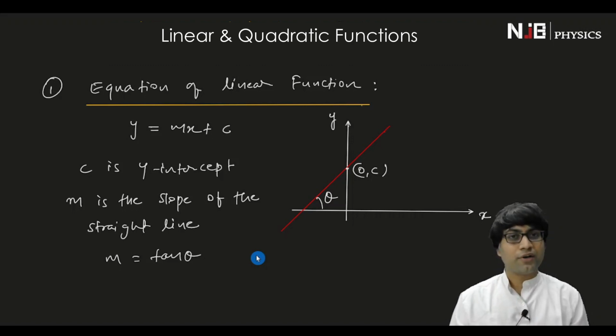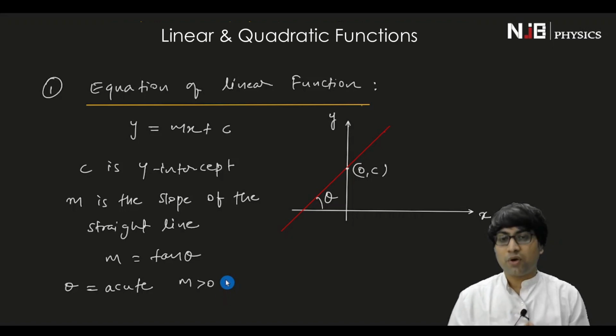And therefore, correspondingly, if this theta is acute, as you can see in this figure, then the slope is going to be positive. Why is this positive? Because we know that tangent of any angle between 0 to 90 degree, the answer is positive. And therefore, if the slope is positive, we can say that the graph of this straight line is an increasing graph. So we can write this result that if m is greater than 0, it implies that the graph is increasing.